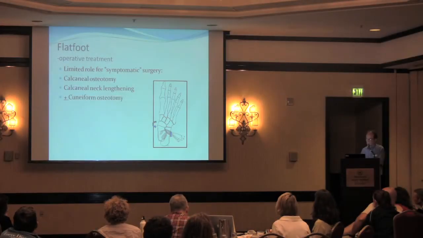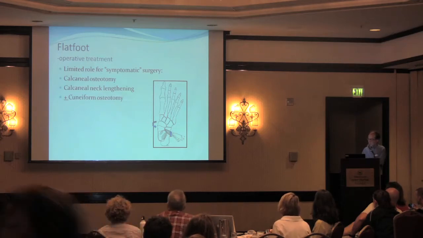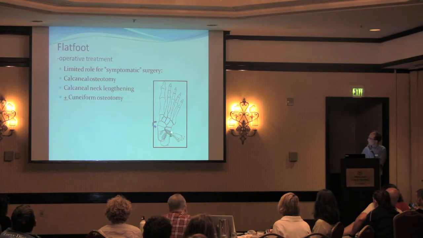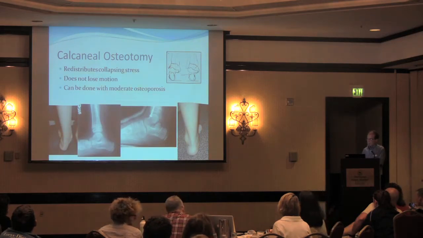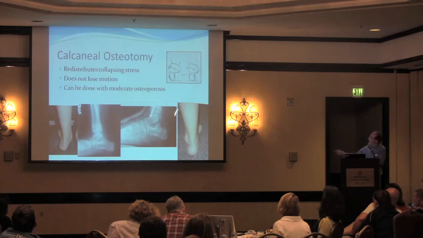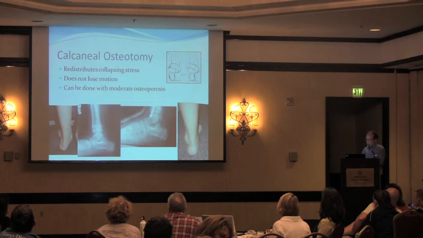There's a limited role for treatment of feet if they're symptomatic. Sometimes you can do a calcaneal osteotomy, which is to operate on the back of the foot and shift it over and lengthen the calcaneal neck by opening and inserting a wedge of bone to force the foot back over into place. The calcaneal osteotomy redistributes the collapsing stress of the foot by taking the heel and shifting it over so the back of the foot no longer looks like that but comes more straight down afterwards so that it's not collapsing. And at least for that aspect of the foot deformity, it can be successful.